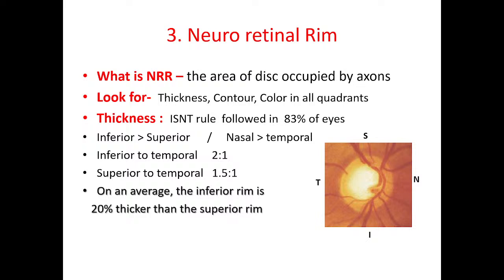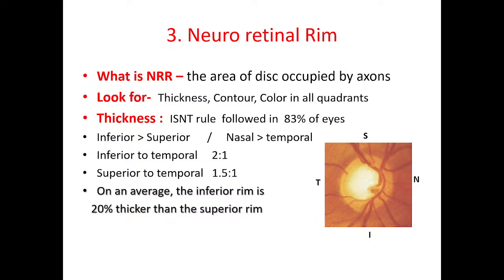So in this ratio, inferior is more than superior, and nasal is thicker than temporal. So inferior to temporal is 2:1. Because this rim becomes equal to temporal, it means there is a loss of rim. So we have to examine the NRR, see if there is any change in the ISNT ratio, and whether this rim is thinner. We examine the NRR for thickness first.